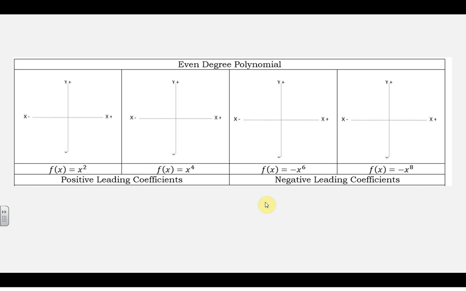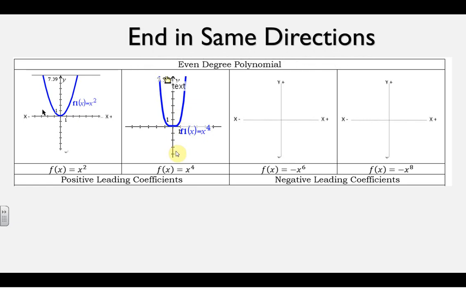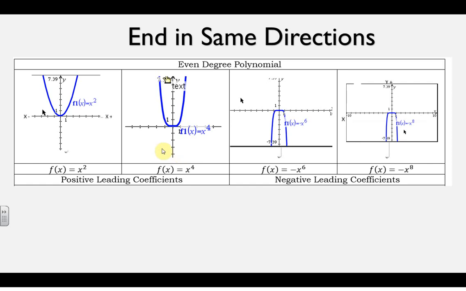We're going to start looking at connections between even versus odd degrees. So these first two, we have x squared. You should all know what that looks like. Now let's look at x to the fourth. Do we notice something? It looks very similar. However, this one looks a little bit flatter. So now let's look at negative x to the... They end in the same direction, basically. If you have evens, they're going to end in the same spots. See how it's ending up, ending down, starting and ending down.